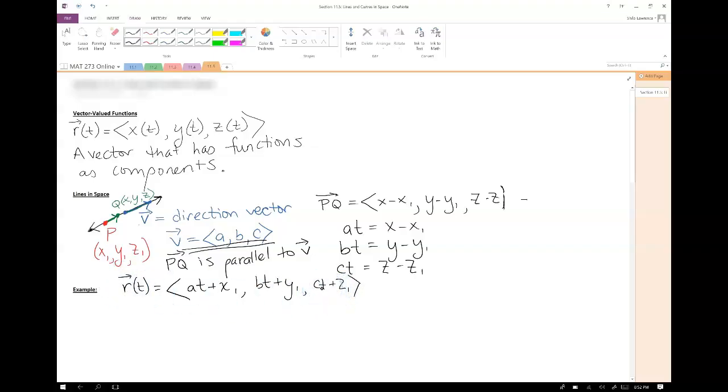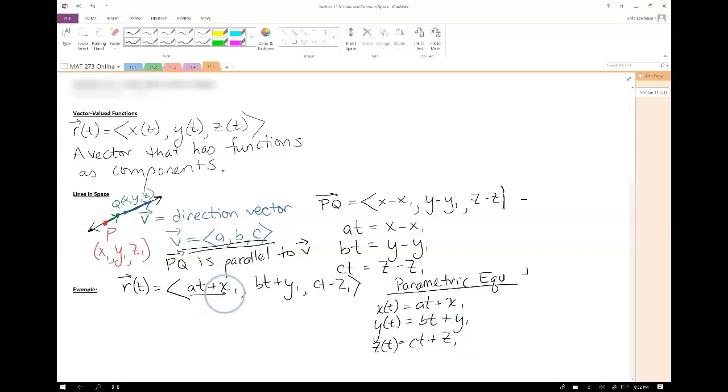We could also write them as a set of parametric equations. And that's just when we pull each of those out and identify them individually. So we would have x of t equals a times t plus x sub 1, y of t equals b times t plus y sub 1, and z of t equals c times t plus z sub 1. So you see it's the exact same thing we have here. We're just identifying them individually when we write them as parametric equations.